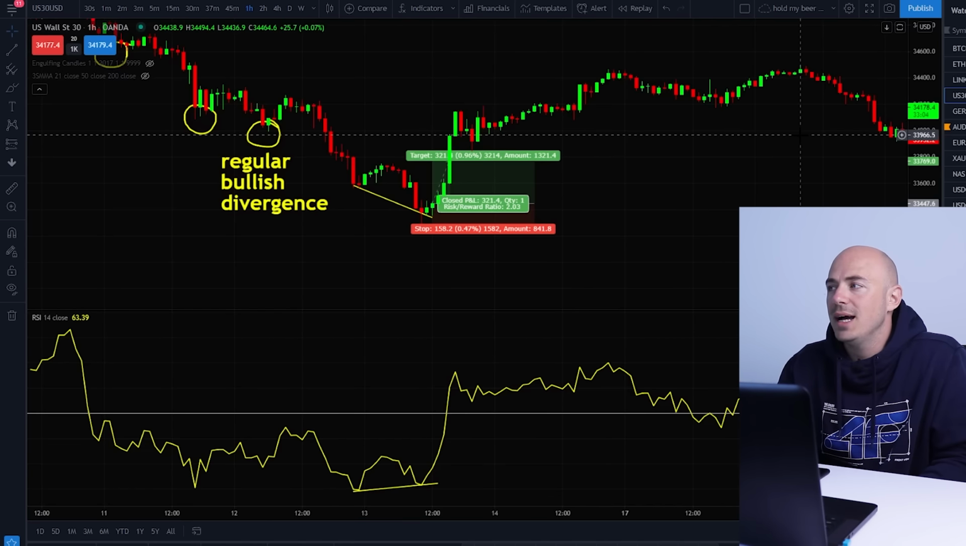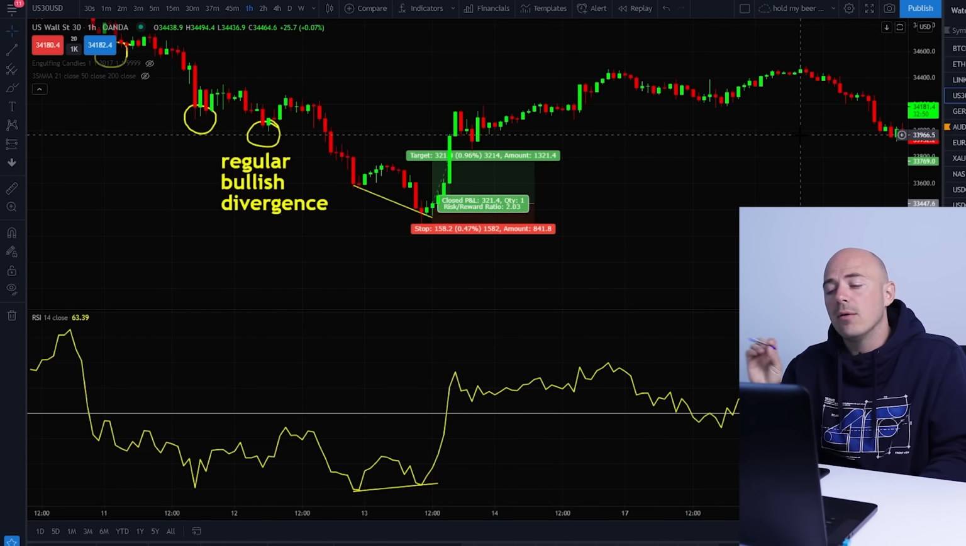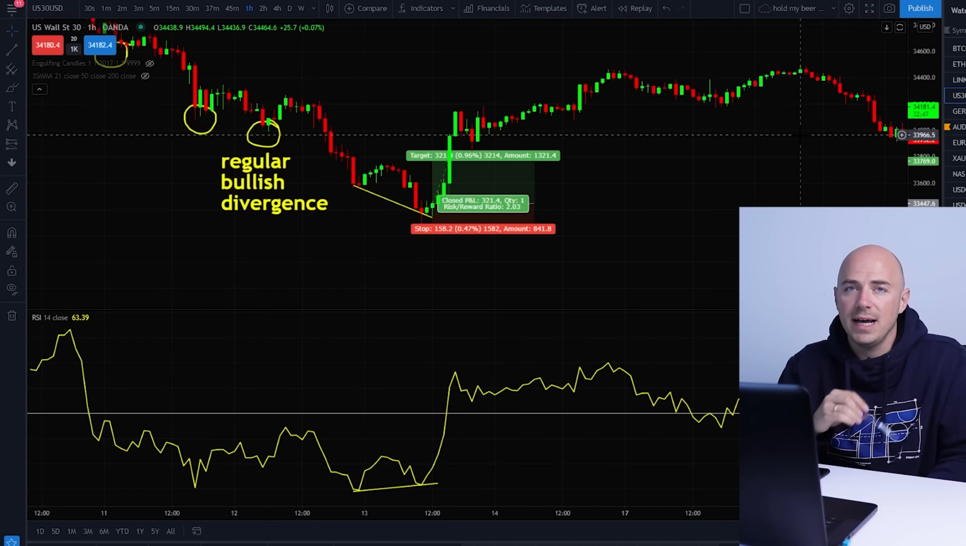do this on a higher time frame because these divergences hold more weight than they would on the 5-minute or the 1-minute. The concept still works the same on every single time frame. You just need to be more aware of the fact that there are more false signals on lower time frames.